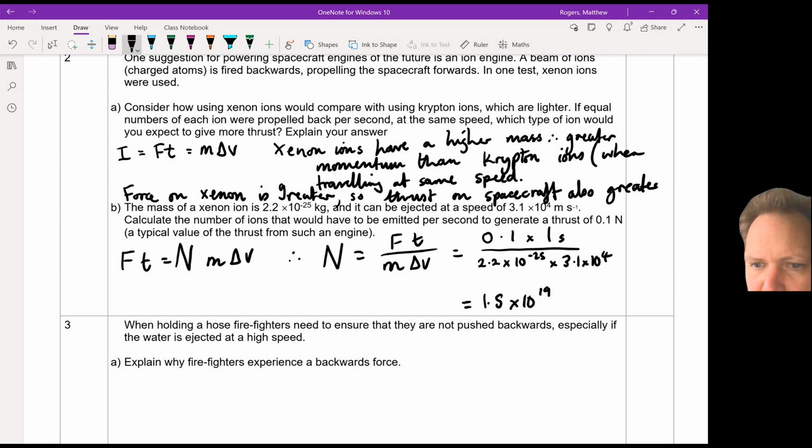And then it's the number of ions. So this doesn't really have a unit, it's just a number, but we might write ions next to it to show that we know it's the number of ions.